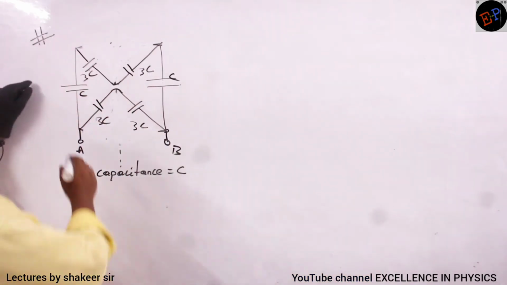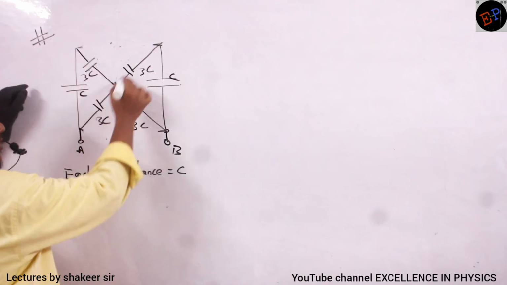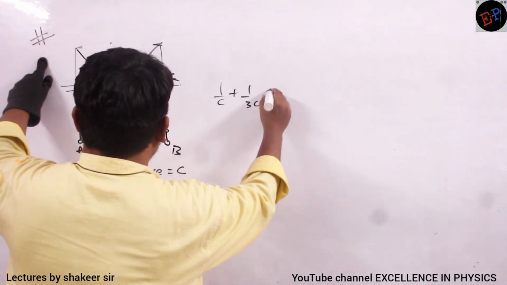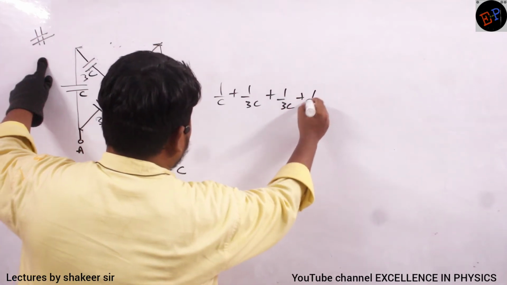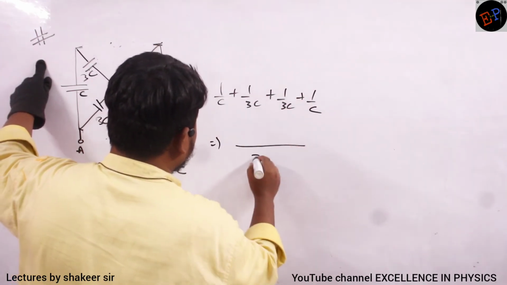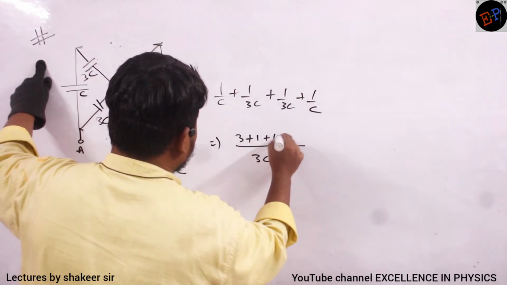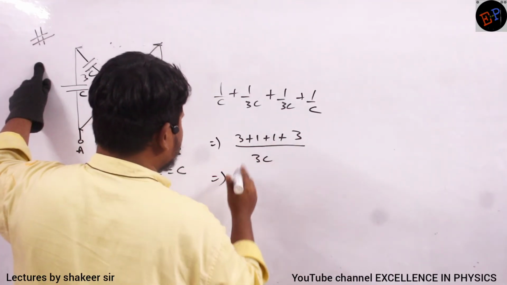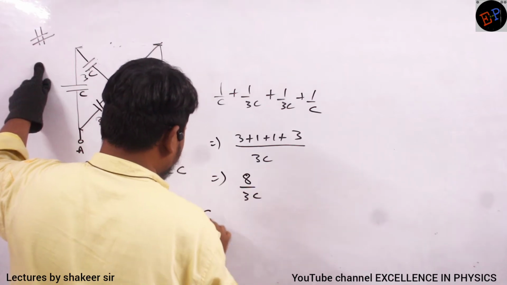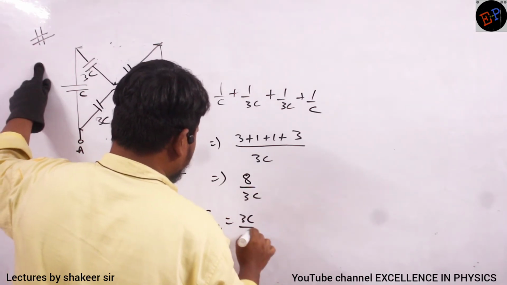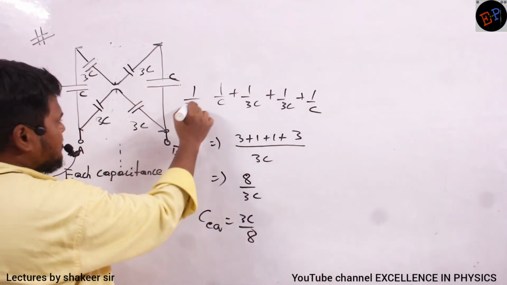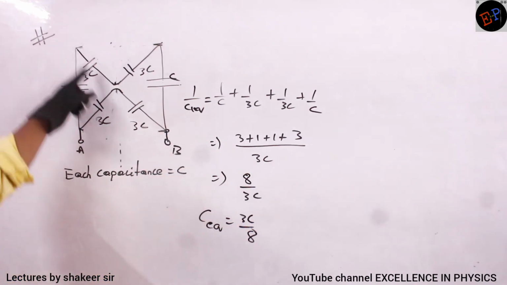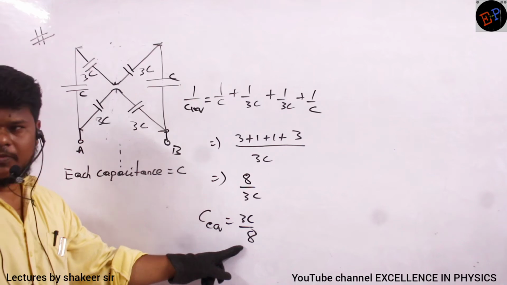Clear, no? So therefore, if you see this M-shaped branch, what is the equivalent capacitance? 1 by C plus 1 by 3C plus 1 by 3C plus 1 by C. I can take the LCM as 3C. So 3 plus 1 plus 1 plus 3. Okay, ma? So how much is it? 8. 8 by 3C. So therefore the equivalent capacitance is 3C divided by 8. So this is 1 by C equivalent, no? Okay, ma? So 3C by 8. So therefore instead of this total branch, I can write 3C by 8, no?